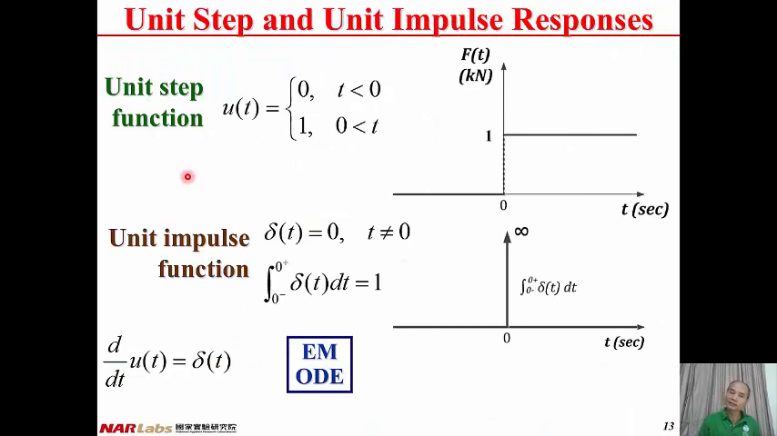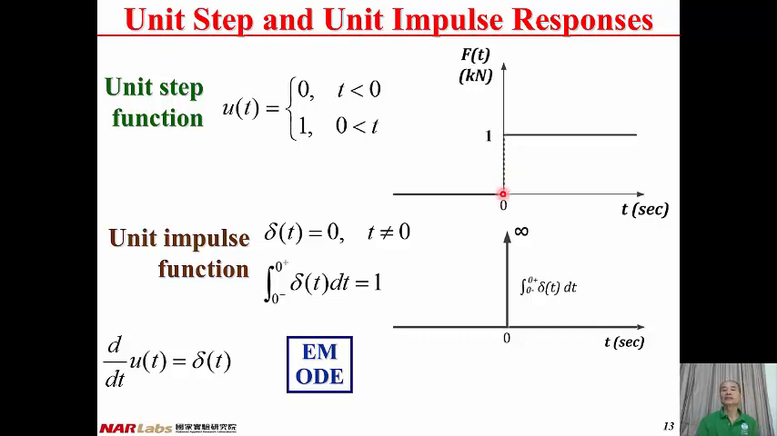And here are two functions. One is a unit step function. The other is the unit impulse function. Let us differentiate the unit step function with respect to t. When t is negative, u(t) equals 0. Because u(t) is constant, the differentiation equals 0. When t is positive, u(t) equals 1, which is a constant. Therefore, the differentiation equals 0. When t equals 0, there's a jump from 0 to 1.